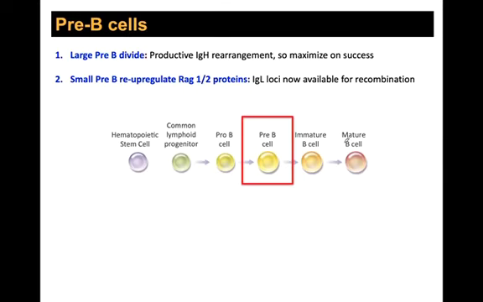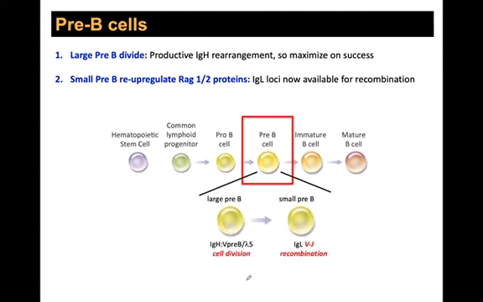So once you get a signal from expression of the heavy chain, that cell moves on to the pre-B cell stage. And that is defined first by the large pre-B followed by the small pre-B. So for pro-B, it's early pro, late pro. For pre-B, it's large pre, small pre.